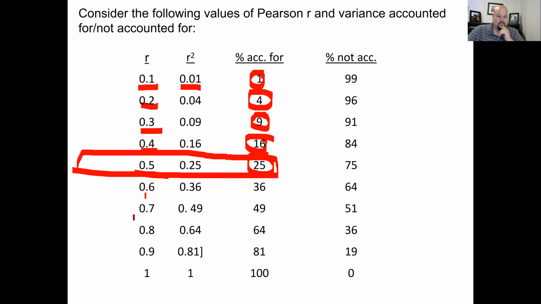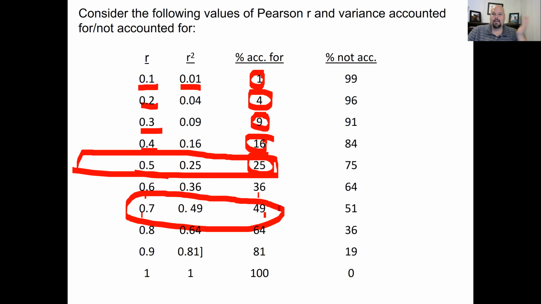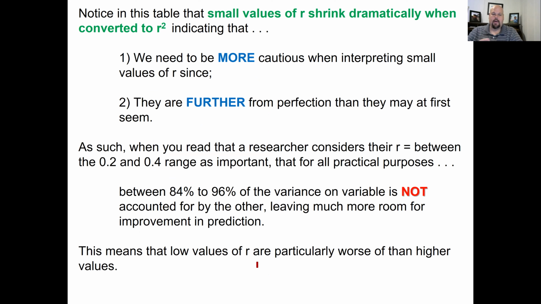0.6 is 36%, 0.7 is 49%. So you're not even at half of the variability accounted for, and you're at a correlation of 0.7, because there are other things that are causing these effects. There are other variables that have a role to play in this. 0.8 is 64%, 0.9 is 81%, and 1 is finally 100%, okay? In this table, the small values of R shrink dramatically because it is exponential, right? So we need to be more cautious when interpreting small values of R because there is so much more variability that plays into that. These are further from perfection than they may at first seem.